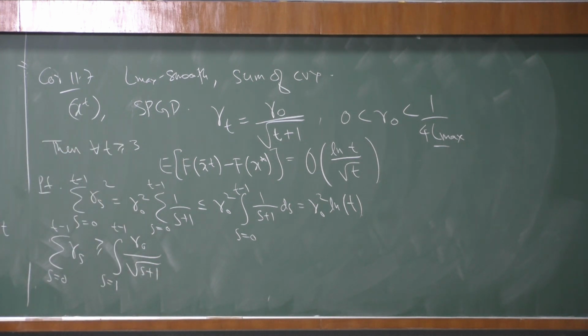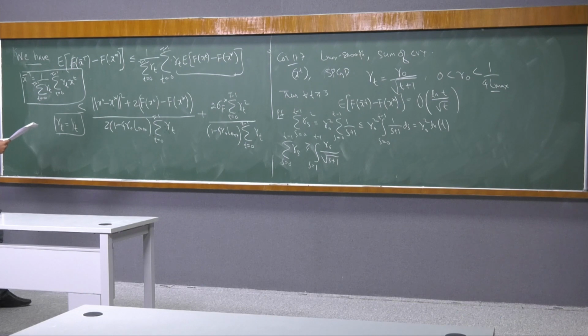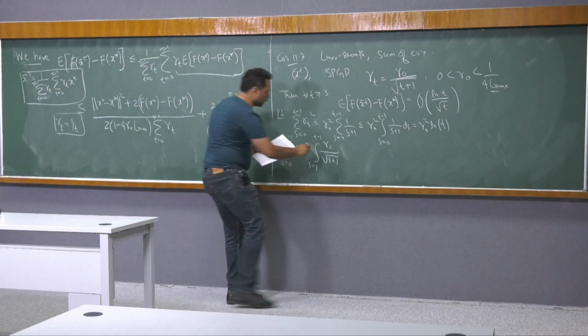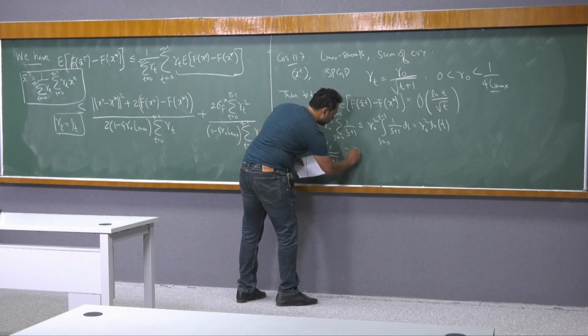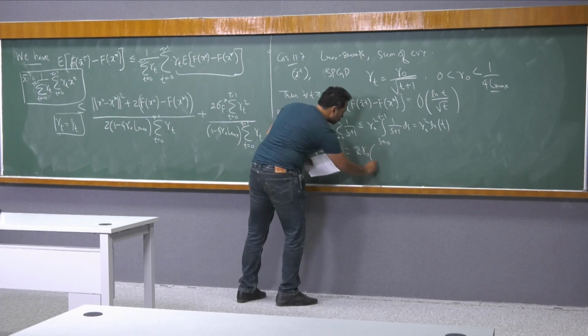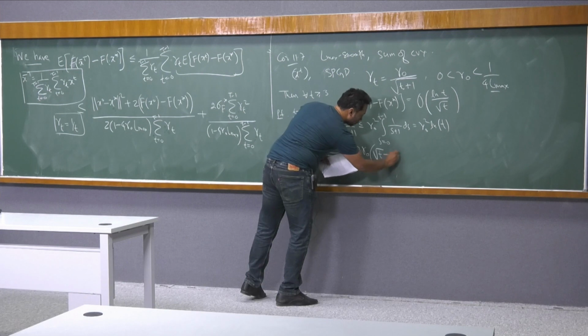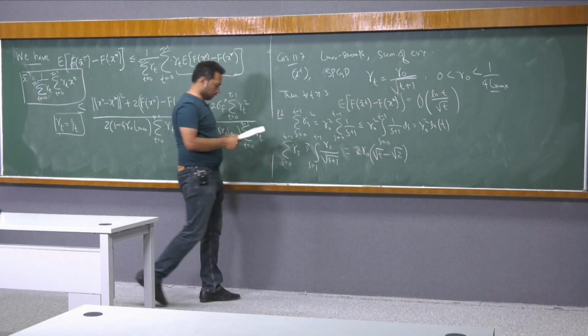So this is the lower bound, again via these integral bounds. You can check this as a calculus result, why this integral bound holds. And if we do this integration, then we get 2 gamma naught times square root of t minus square root of 2. So this gives us the lower bound.